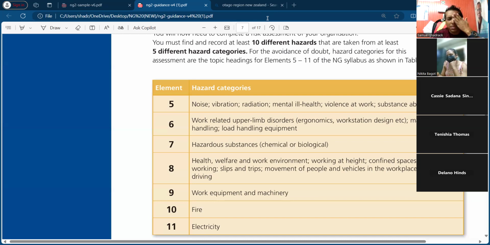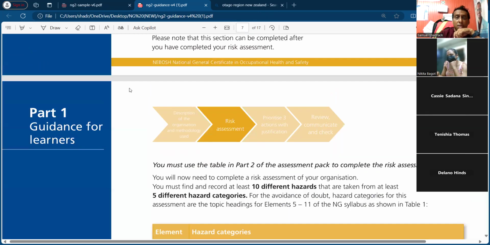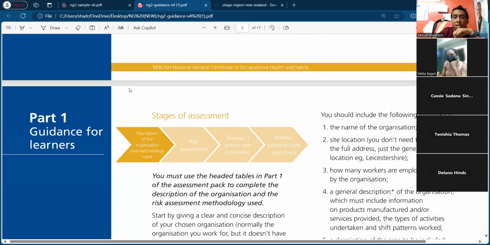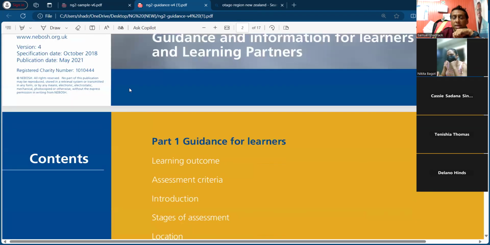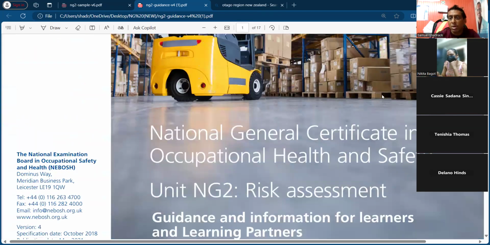So where we left it last night, we had looked at part one and part two, and we were saying that the project guidance is the main document to do your project. So once you fill this out, everything should be okay.